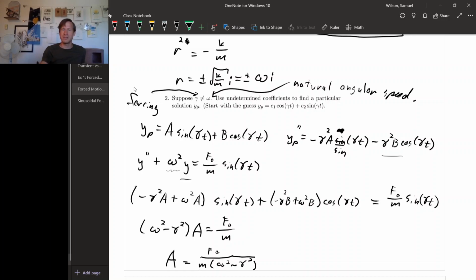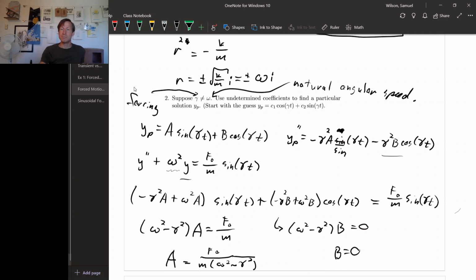And for b's, or for the coefficients on cosine, there is no cosine on the right, but that means its coefficient is 0. So factoring out a b from this coefficient, we get omega squared minus gamma squared times b equals 0, and so b is 0.